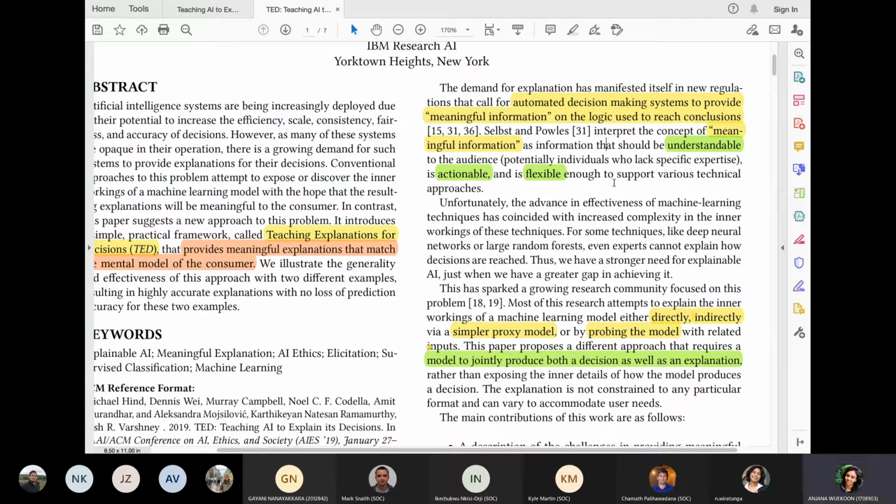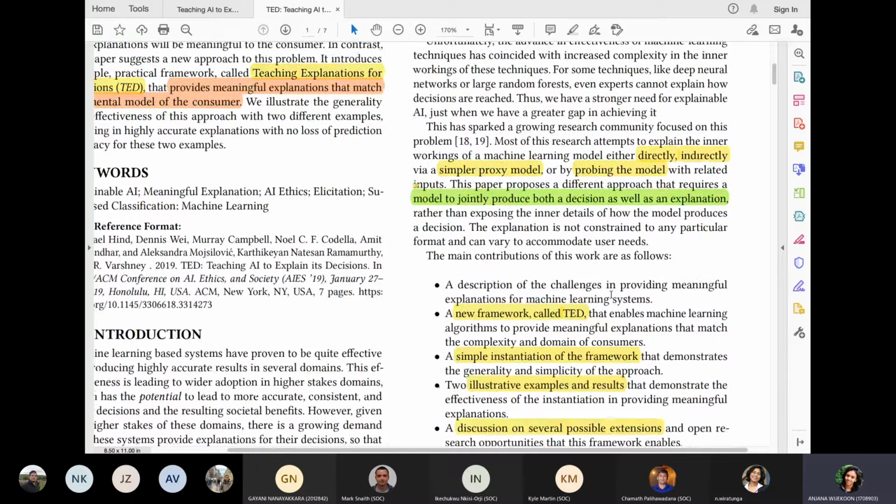And what they say is that these post hoc methods are not the best way to do this. Having a deep learning model and creating a post hoc explainer, or trying to explain the inner workings of a machine learning algorithm, is not exactly the way to get meaningful information to present as explanations.